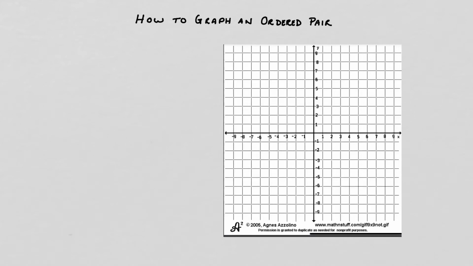In this video, we're going to talk about how to graph an ordered pair on a coordinate plane. Before we get into that, let's talk about the anatomy of a coordinate plane first. A coordinate plane is made up of two axes, or two number lines.